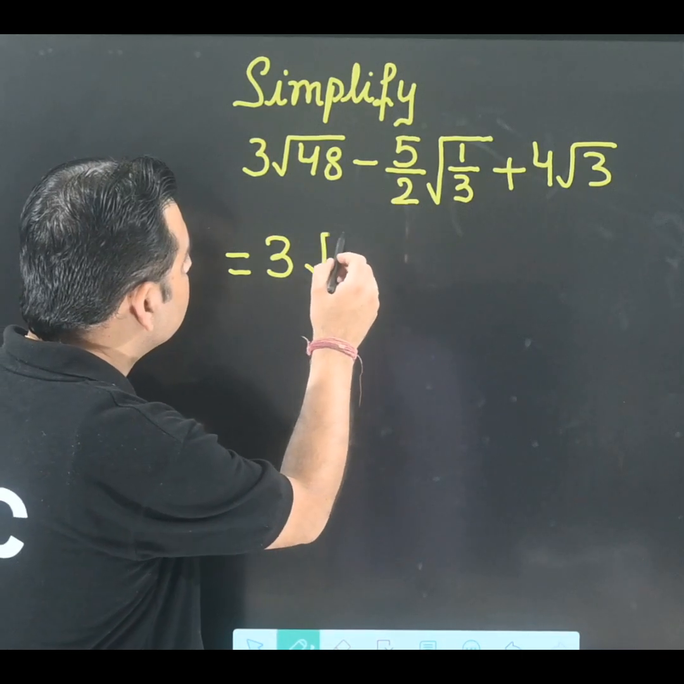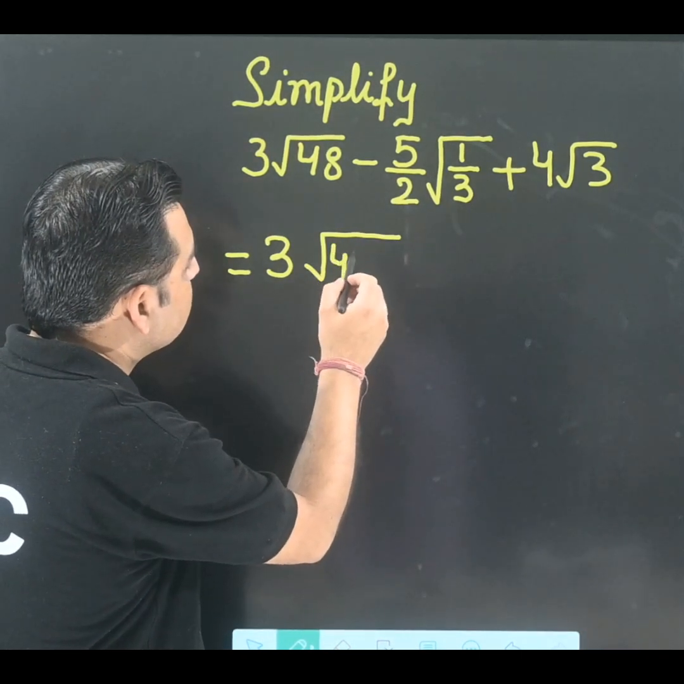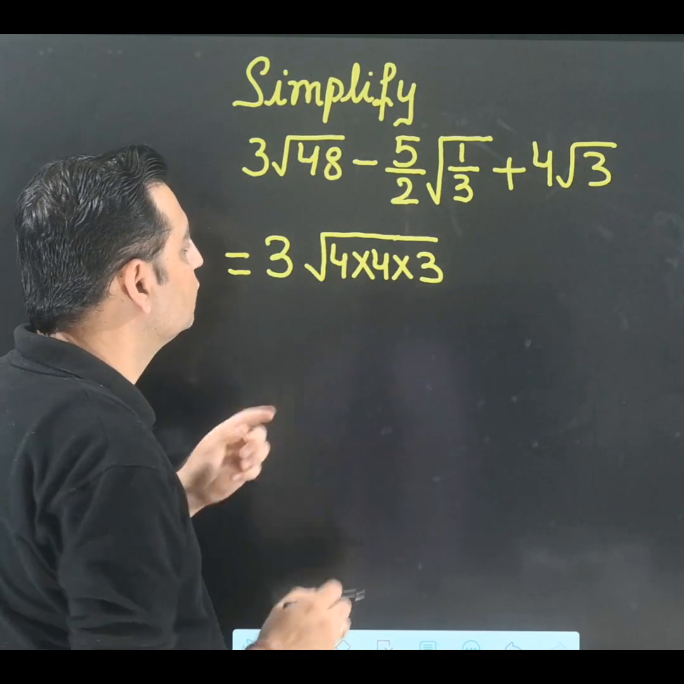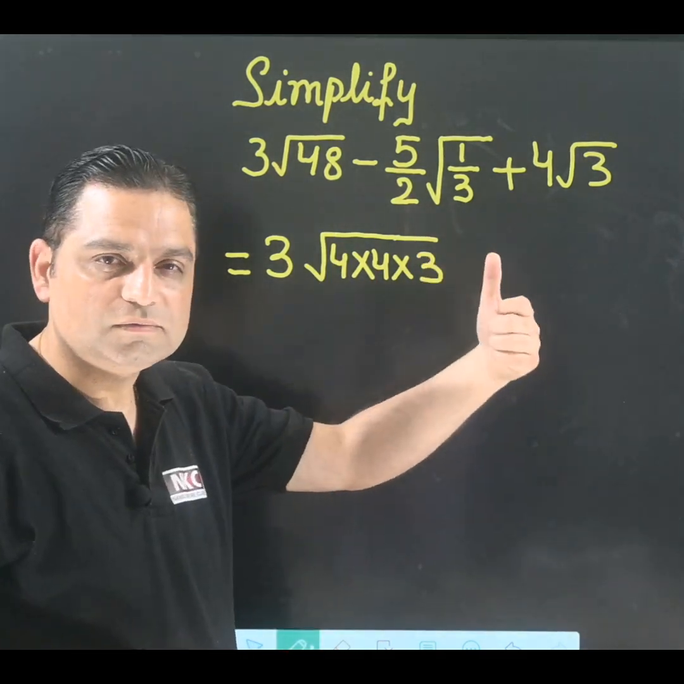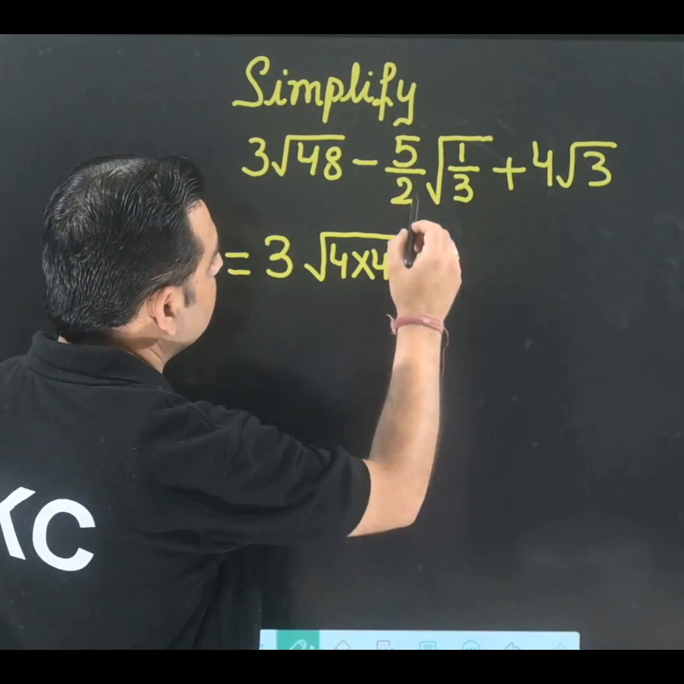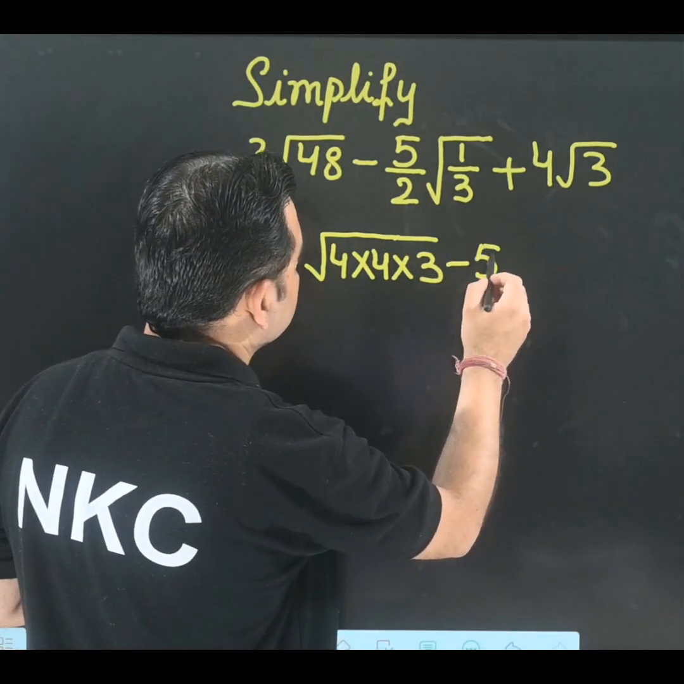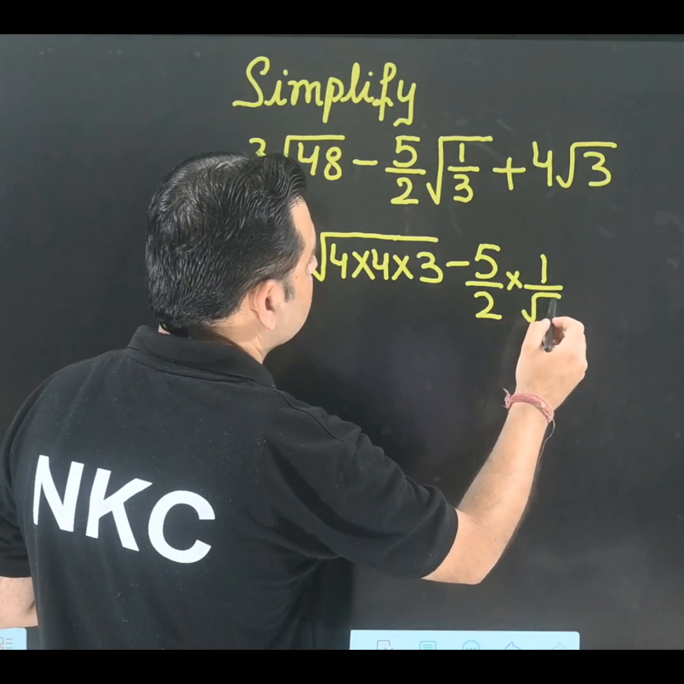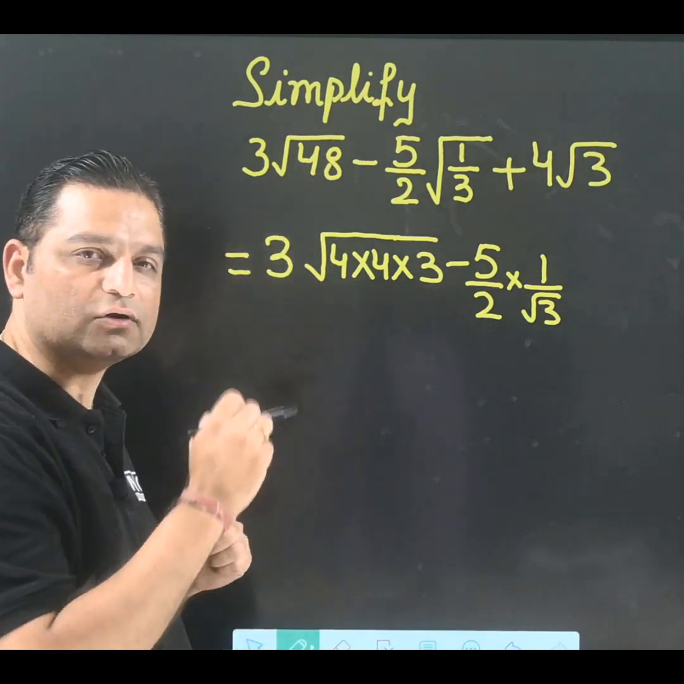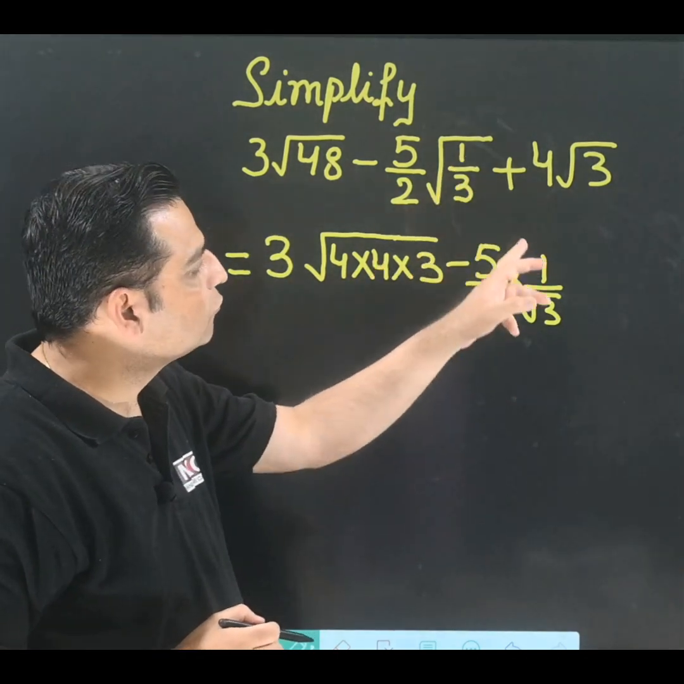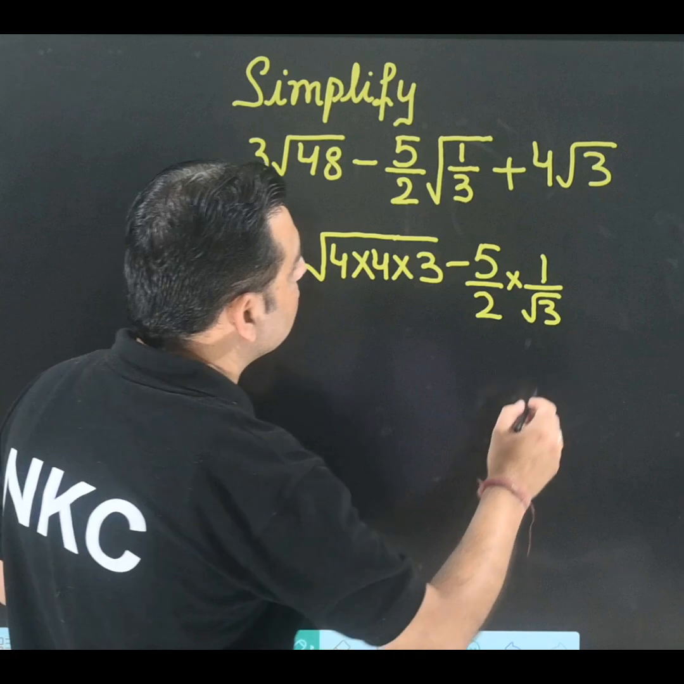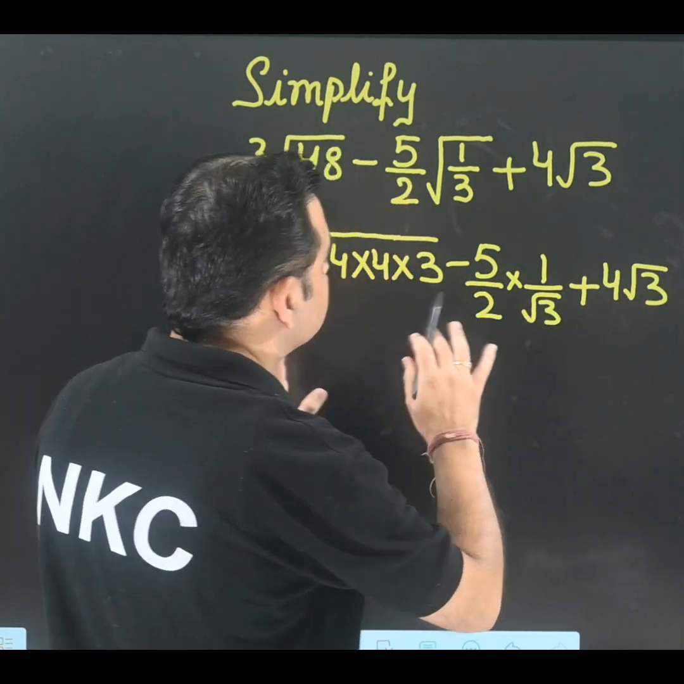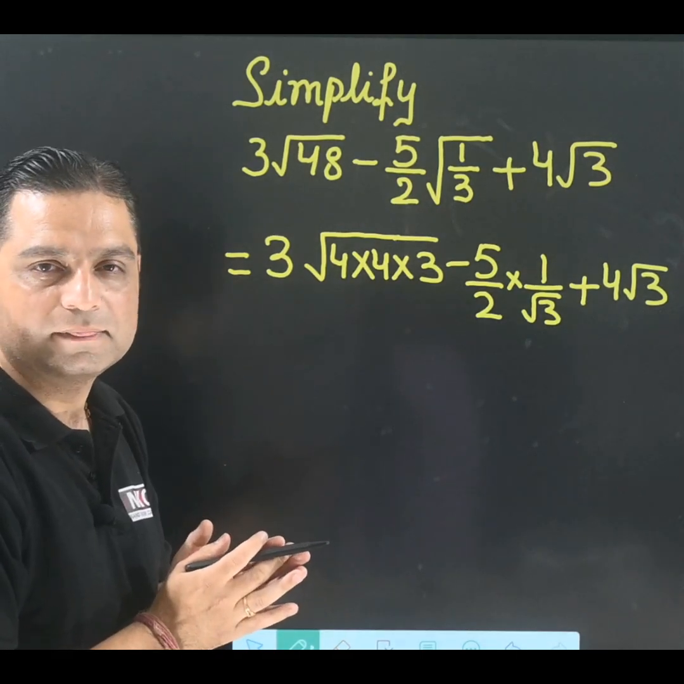See, square root of 48, you can write it as 4 times 4 times 3, right? 4 times 4 is 16, 16 times 3 is 48. And in this question, it is 5 upon 2 multiply 1 over root 3. I am writing that instead of root 1 over 3, because square root of 1 is 1, then root 3, and at the end I am having 4 root 3. This is what I am having.